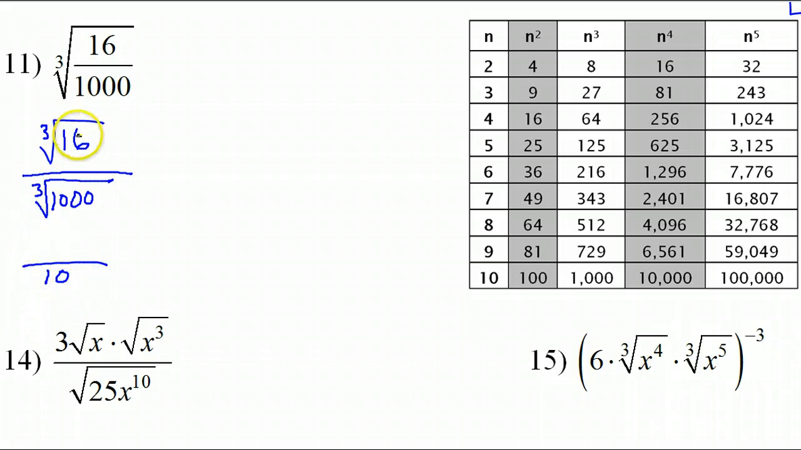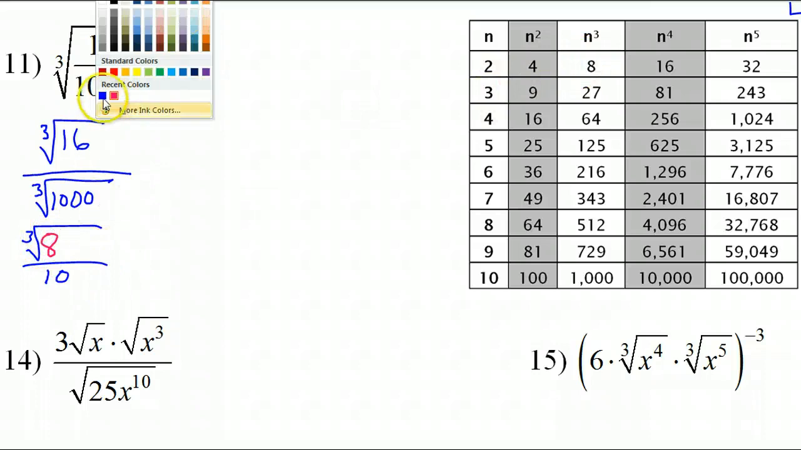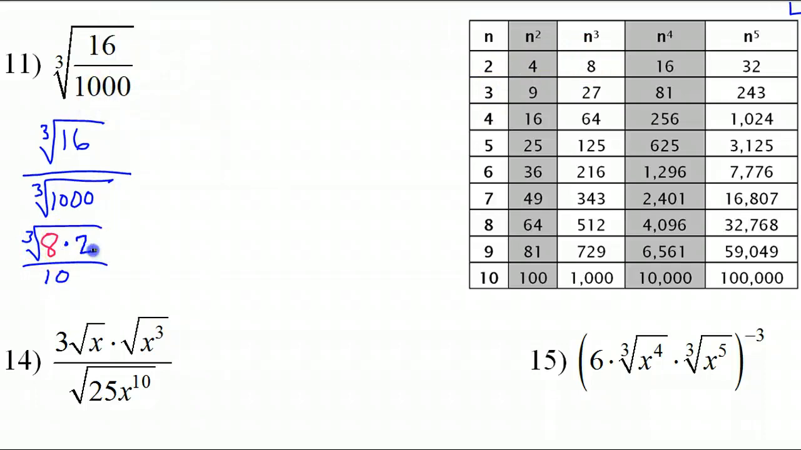Now, the 16, the cube root, there's no 16 on this list. And the only thing that could possibly divide into 16 is 8, which is on the list. So I am going to go ahead and split this up. I'm looking at the 16, and I'm going to split up 16 as 8 times 2. That makes your 16.